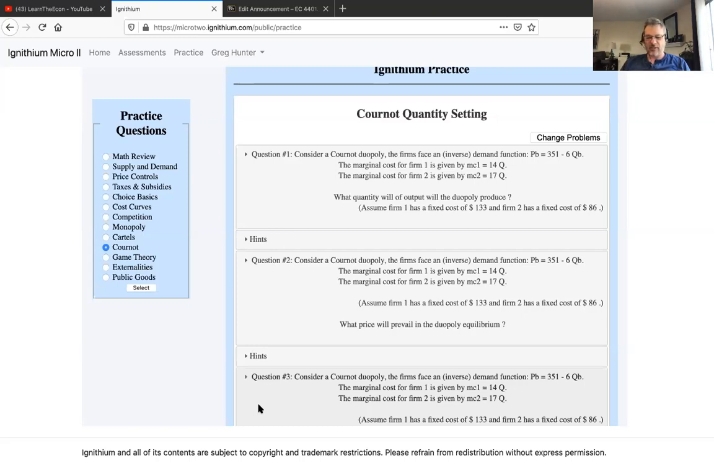So what did you end up with then? Do you want to give us the answer? The total that I got at the end was 351 minus 6Q2 bar, equals 26Q1. Right, and then your last step would be what? Because you want, remember our reaction function. That's right. Okay, sorry.